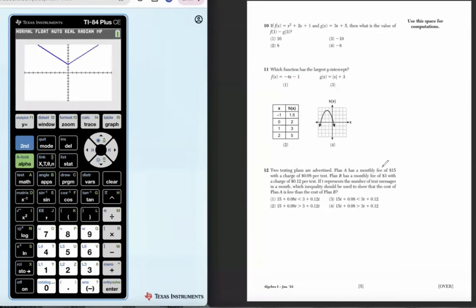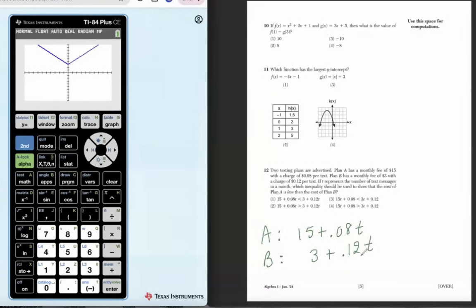Let's continue. 2 texting plans are advertised. Plan A has a monthly fee of $15 with a charge of 0.08 cents per text. I'm going to call the text T because it starts with a T. And then Plan B has a monthly fee of $3 with a charge of 12 cents per text.